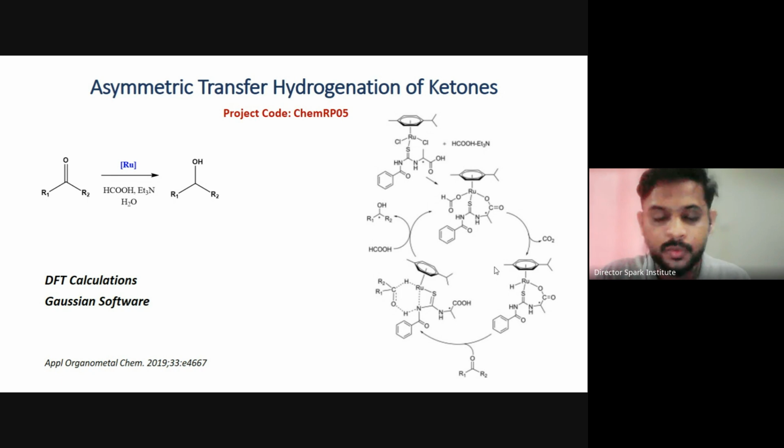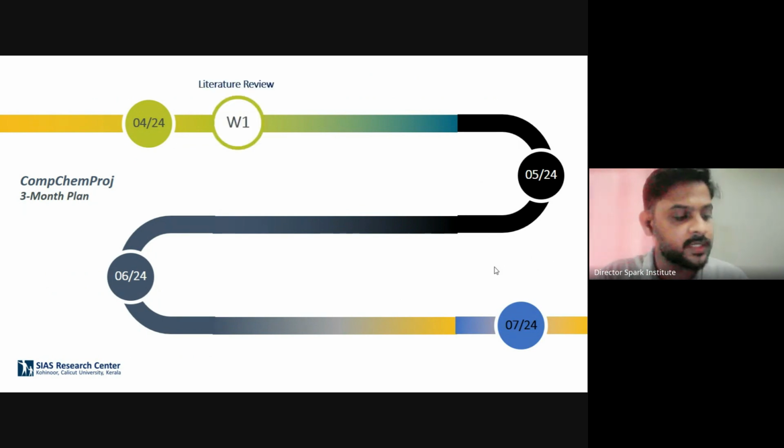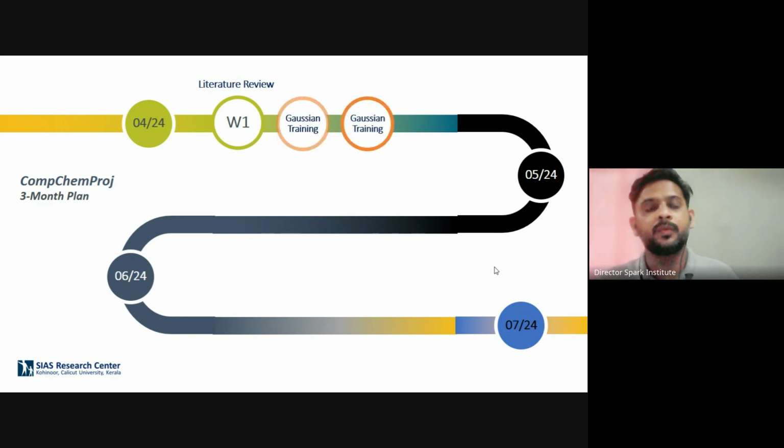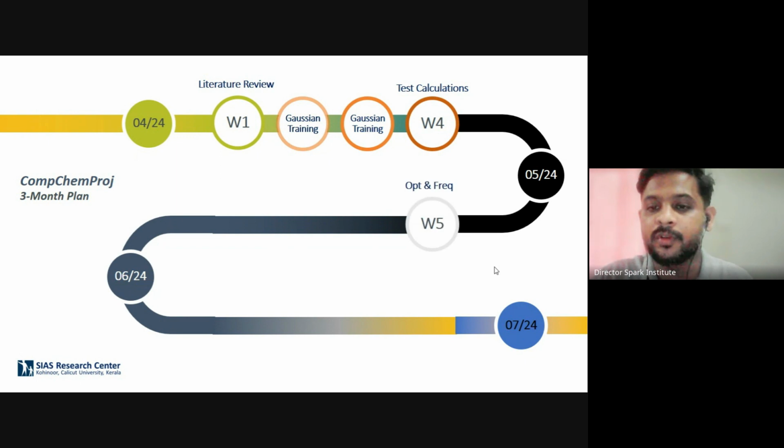These are the two projects, and the proposed way to finish the project is: the first week will be on literature review, and there will be Gaussian training. For the Gaussian training, there will be a live session, and apart from that, we will give you the recordings of the previous workshop. We already conducted a workshop on Gaussian software, and there is another upcoming workshop. You can watch the previous recordings and learn how to use Gaussian. Then we will fix the molecular systems that we have and perform the calculations.